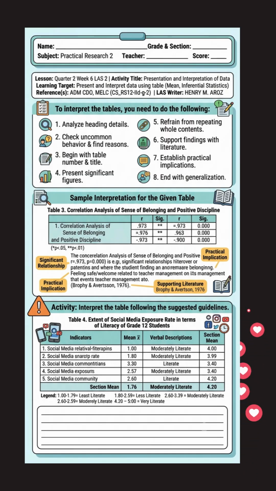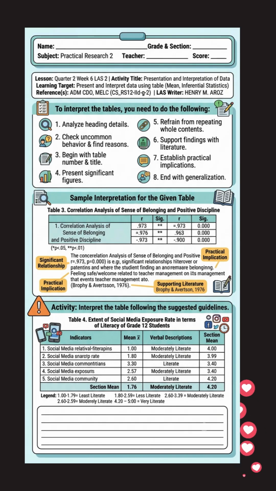Looking at Table 4, there is a significant relationship between the classroom interaction that facilitates positive discipline and sense of belonging, r equals 0.973, p equals 0.000. The feeling of being safe and welcome in school is significantly related to how the teachers manage classroom interaction. This result is supported by the early studies on classroom management by Brophy and Evertson, 1976, that though a variety of teaching behaviors affect effective teaching, classroom management appeared to be one of the most critical aspects as viewed by students.